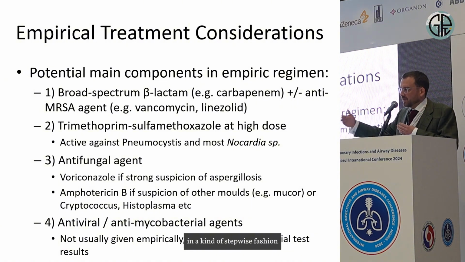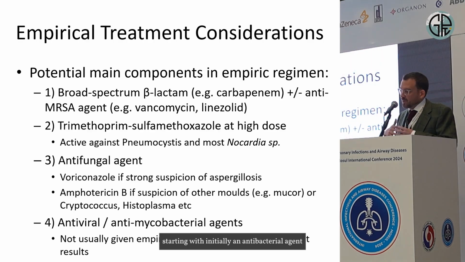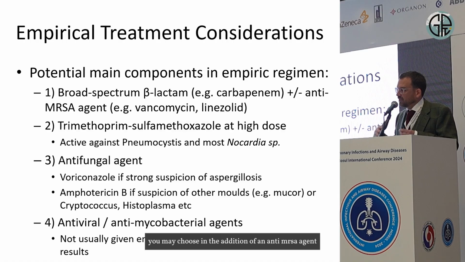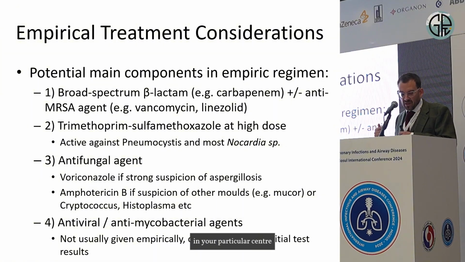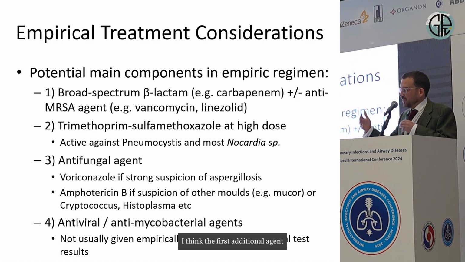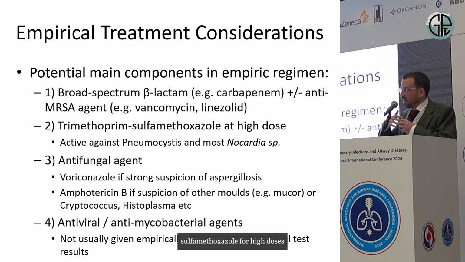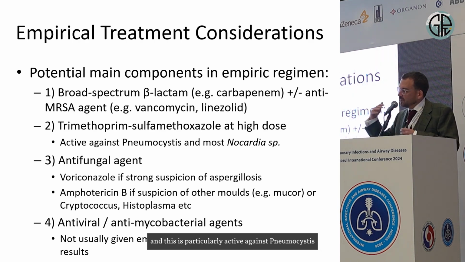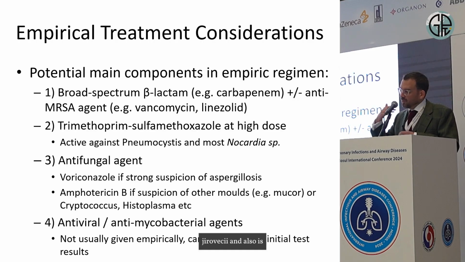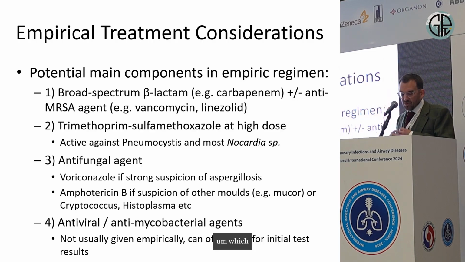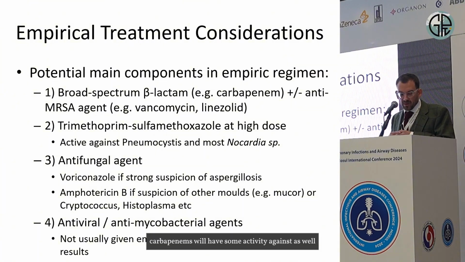starting initially with an antibacterial agent, so a broad-spectrum beta-lactam like a carbapenem, and depending on your own local epidemiology, you may choose the addition of an anti-MRSA agent, be it vancomycin or linezolid, depending on what you have available in your particular centre. I think the first additional agent I would probably add in an immunocompromised patient would be trimethoprim-sulfamethoxazole at high doses, and this is particularly active against Pneumocystis jirovecii, and also is very active against nocardia, which carbapenems will have some activity against as well.